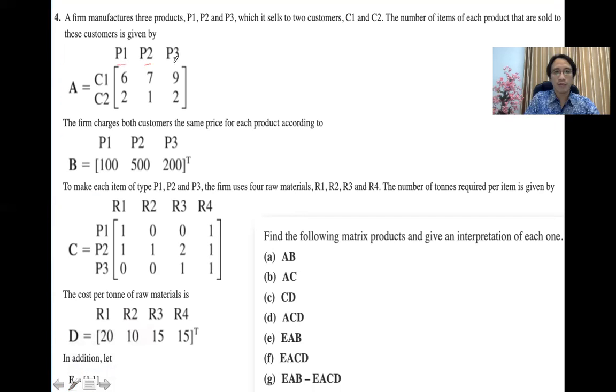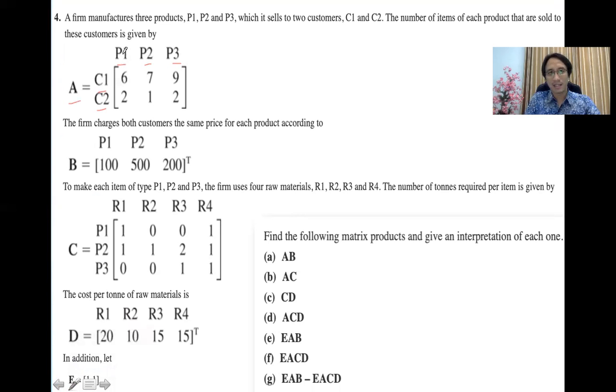Product 1, 2, and 3. The firm sells to 2 customers, customer 1 and customer 2. The number of items of each product that are sold to each customer is given by this matrix.